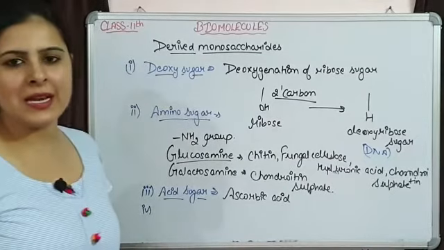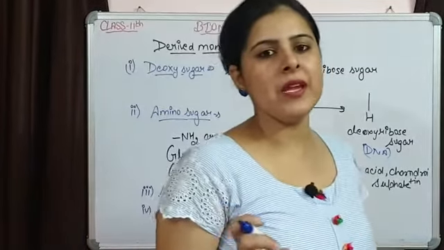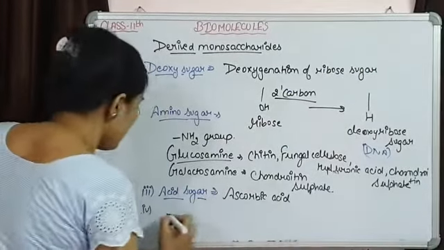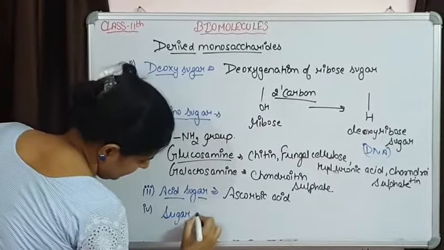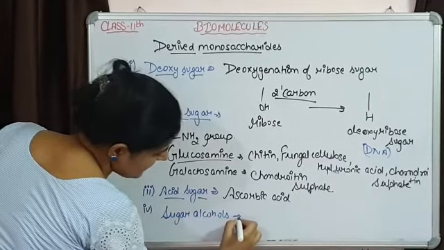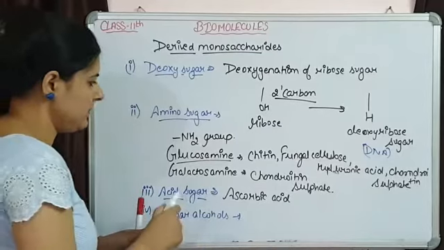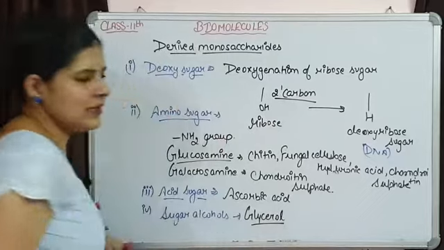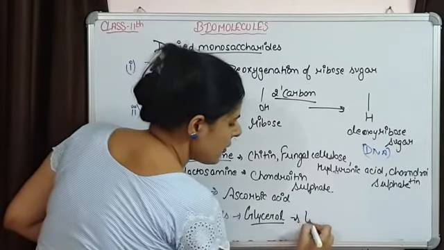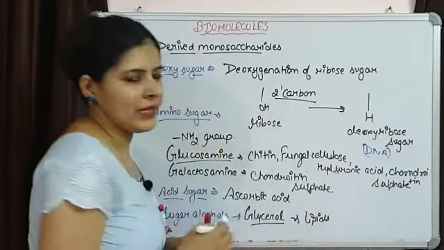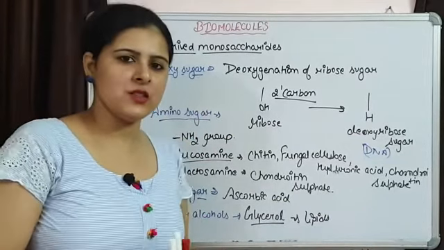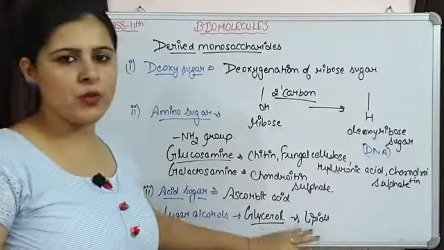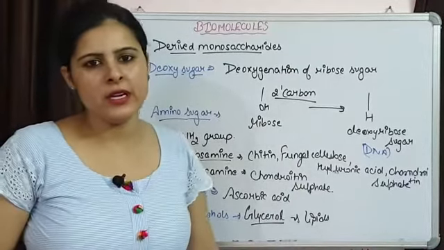again sugars, and these sugars have an alcohol group attached with them. So sugar alcohols are there. Like the simplest one we have is glycerol. And we know this glycerol is involved in the synthesis of lipids. It attaches with the fatty acid chains, and it is responsible for the formation of lipids. So these are some of the derived monosaccharides which are involved in different structures.